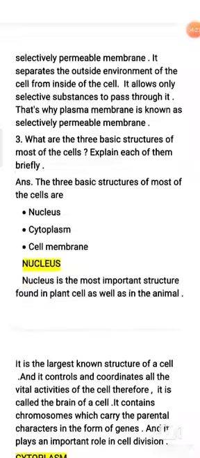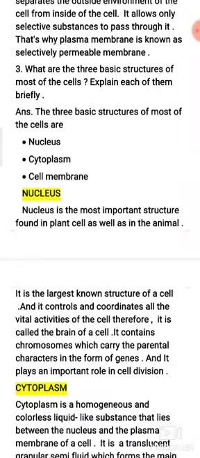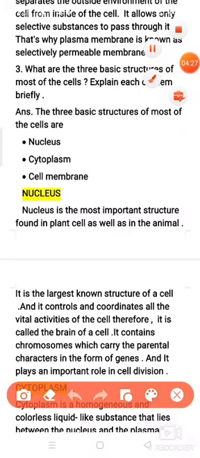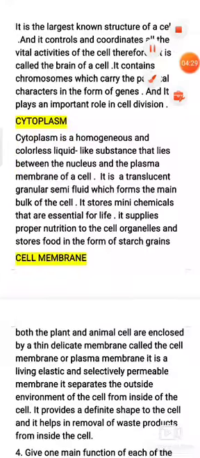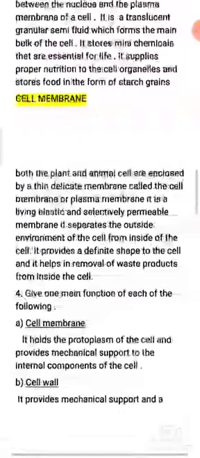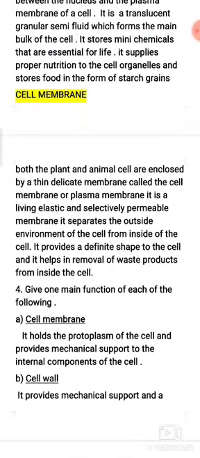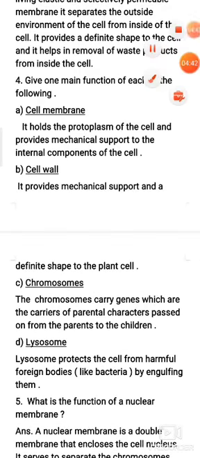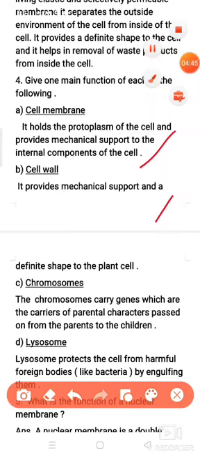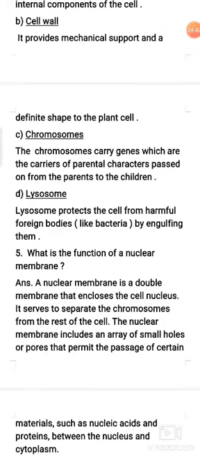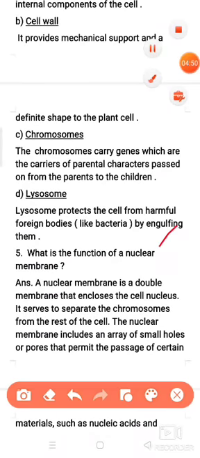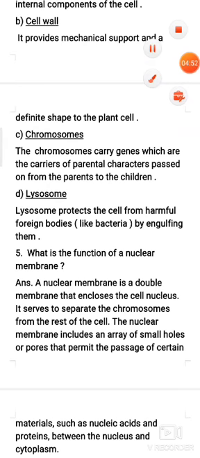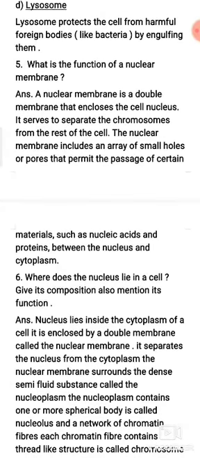Okay. Next, question number 3 is here. The three basic structures of most cells. I have written nucleus, cytoplasm, and cell membrane, and I have written about it in detailed form. You just write it from here. You can pause the video and write it. Next, number 4. Give one main function of each of the following: cell membrane, cell wall, chromosomes, lysosome. I am not explaining it deeply because I have already explained it, children. That's why I am only giving it to you to note it down.